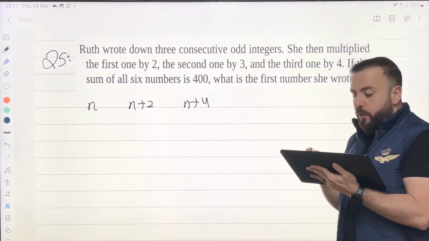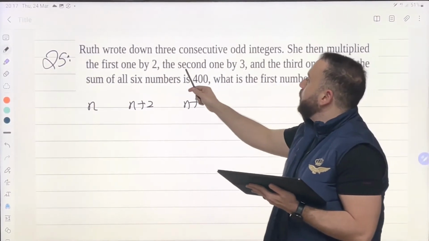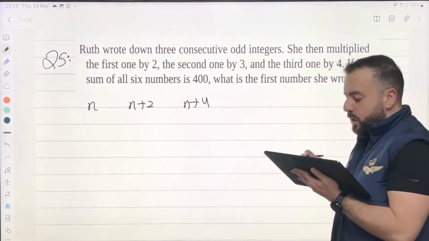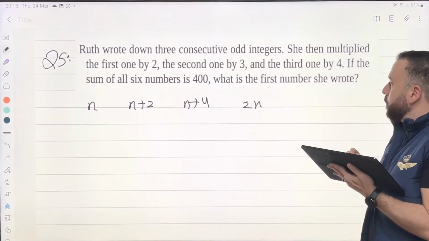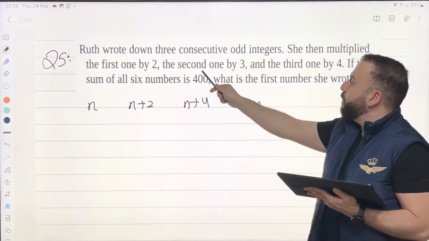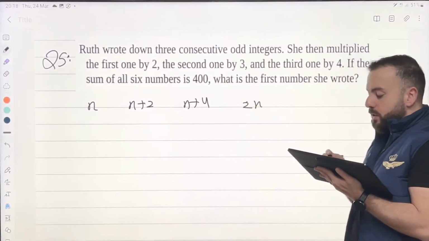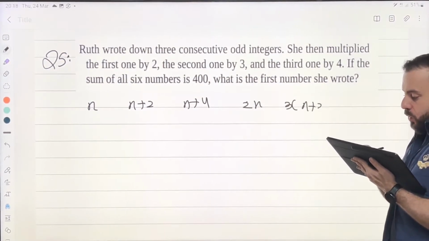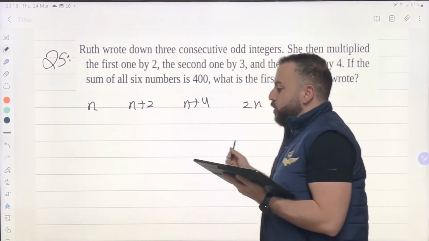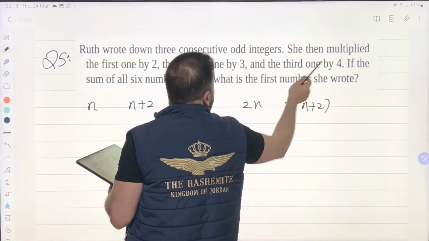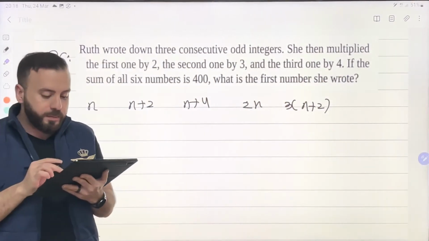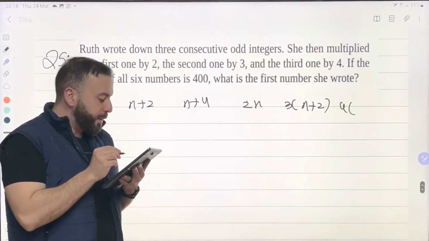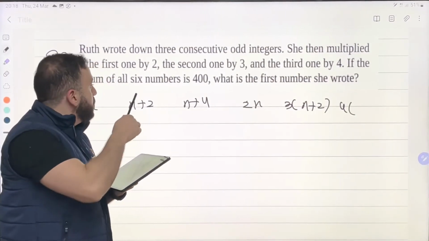After that, she multiplied the first one by how much? By 2. That's going to be 2n. And the second one by 3. That's going to be 3 times n plus 2. And the last one she multiplied by how much? By 4. That's going to be 4 multiplied by n plus 4.